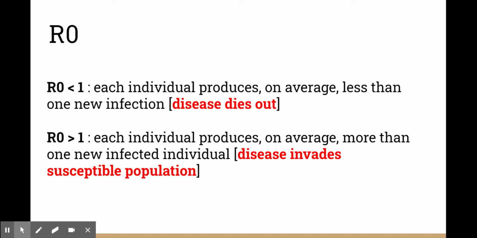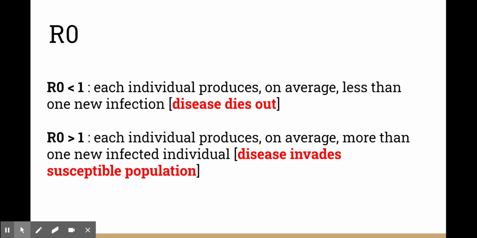An R naught that is less than 1 means that, on average, one infected person will produce less than 1 infection. When this happens, the disease dies. The outbreak ends, and we can resume our regularly scheduled programming. If the R naught is greater than 1, such as what we're experiencing now, every individual who's infected produces, on average, more than 1 new infected individual. The disease invades a susceptible population.